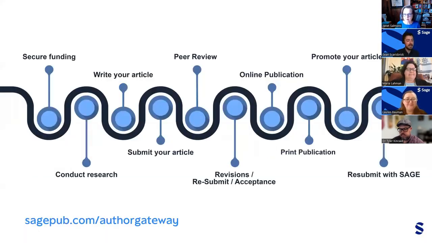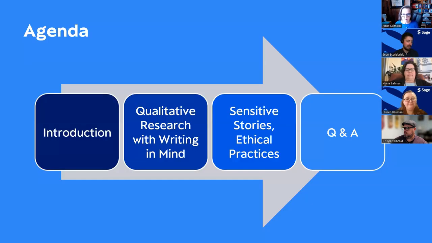So to situate us, this chart illustrates a timeline of the typical author journey, moving from the early stages of securing funding and conducting research all the way through the peer review process and publication. Today, we're focusing specifically on qualitative methodology, and we encourage you to go back and watch recordings of other topics that we've covered in this series, including how to write and format a manuscript and how to navigate the peer review process. And with that, I'll be passing over to Janet.